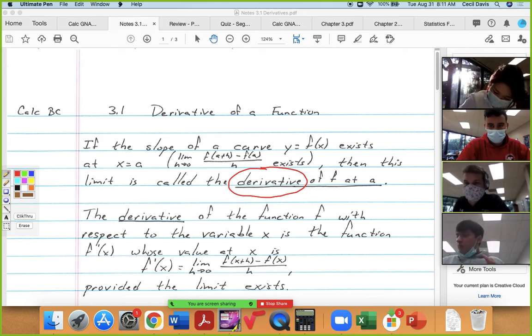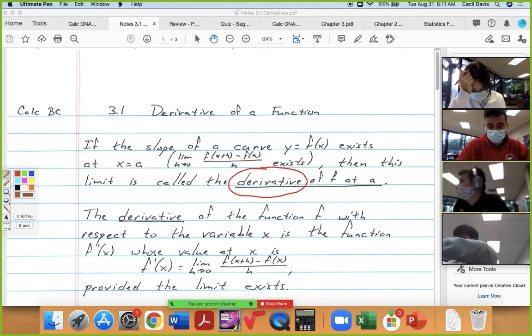We are going to spend a lot of time with derivatives. And by a lot, I mean basically half the year. So this is one of the two big ideas. The derivative then is the instantaneous rate of change of a function at a point.